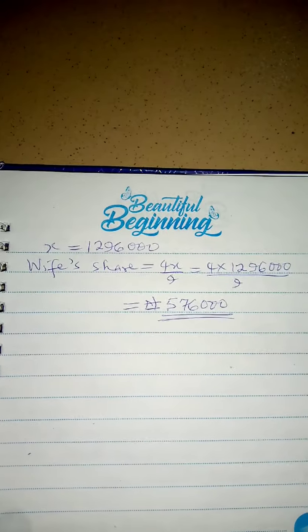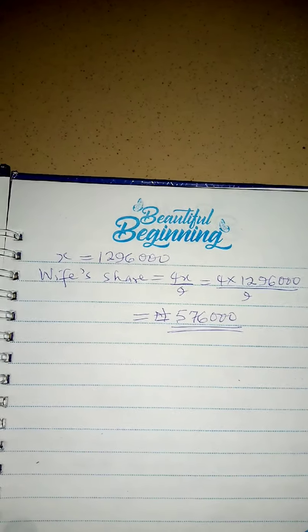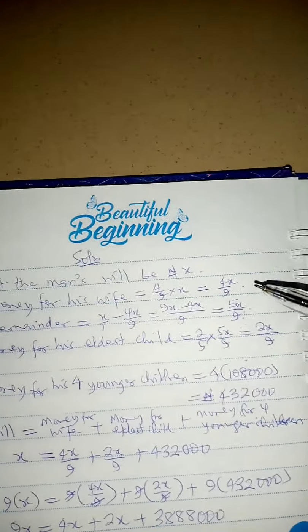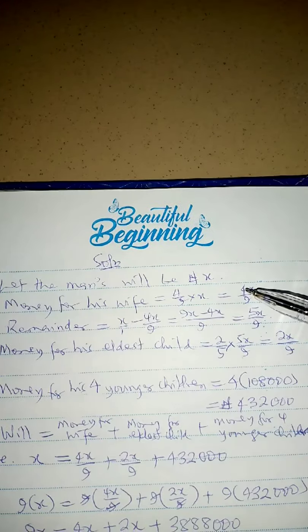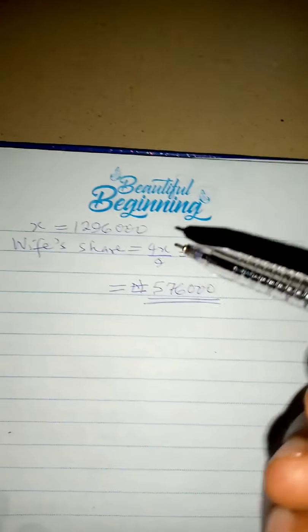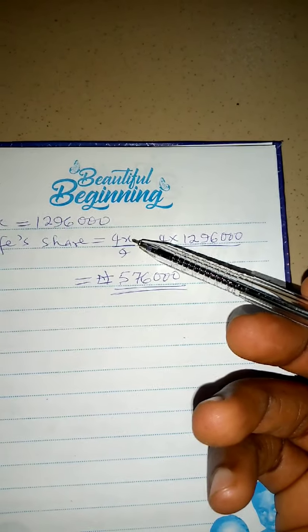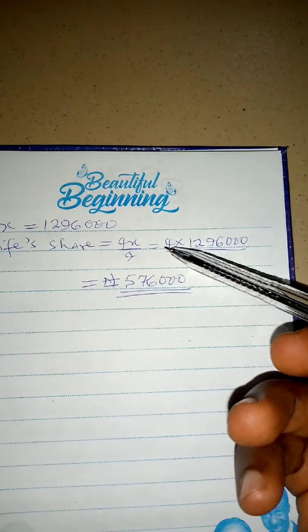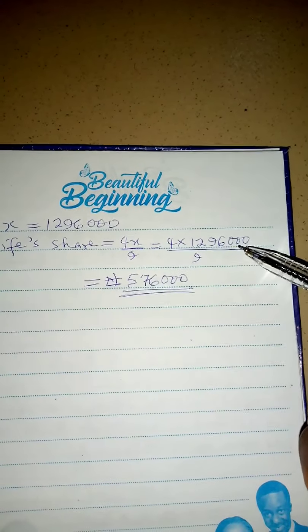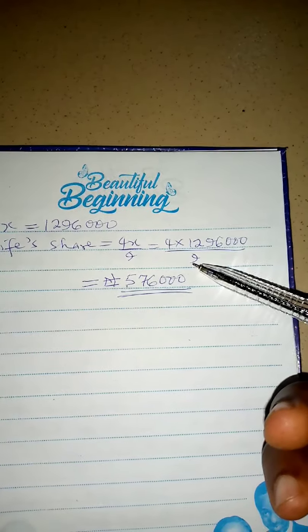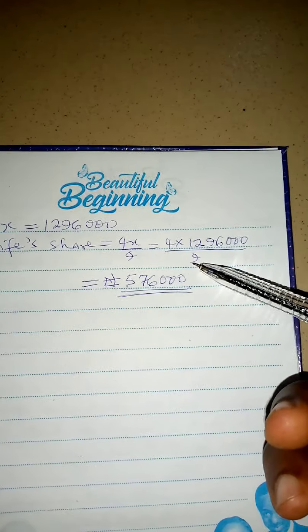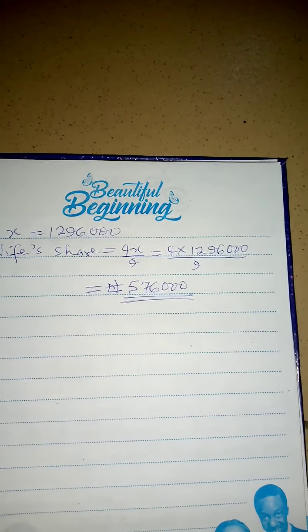Now back to the question asked. We were told to calculate the wife's share. According to what we wrote here, the wife's share was 4x over 9. Therefore, you look for 4x over 9. Your x is 1,296,000 times 4 over 9. And the wife's share was 576,000 naira.